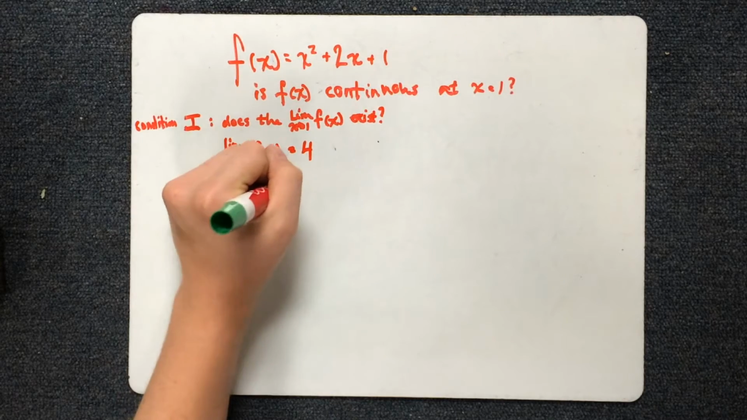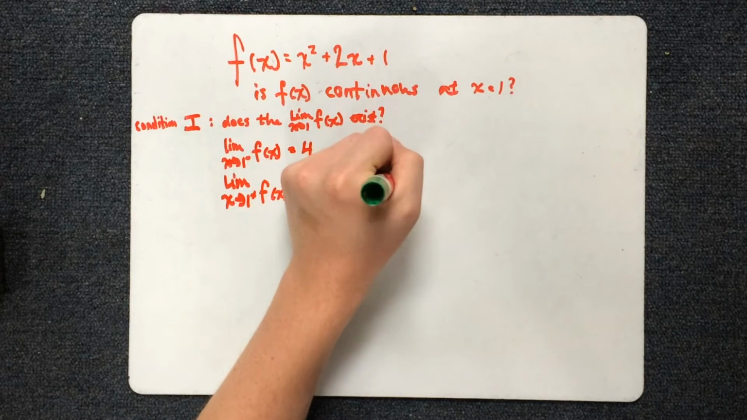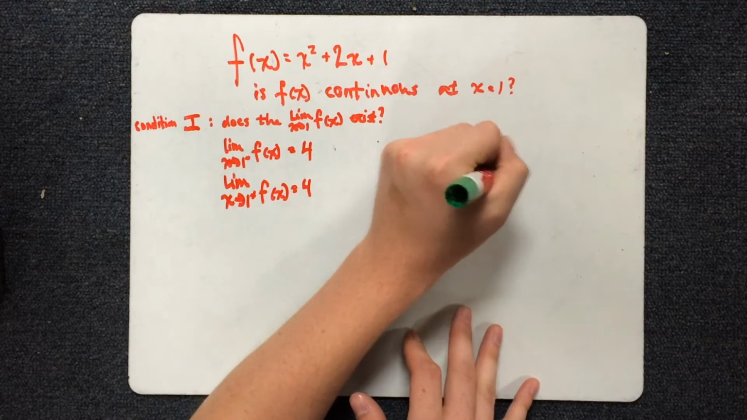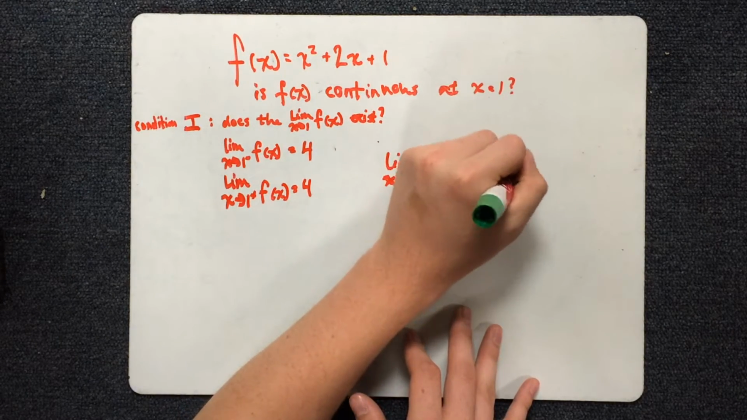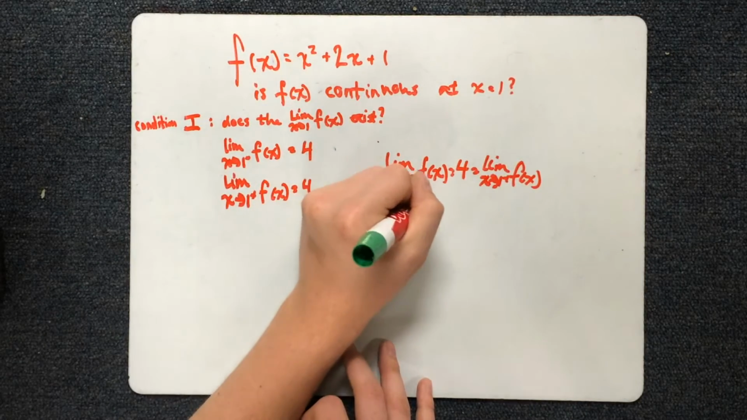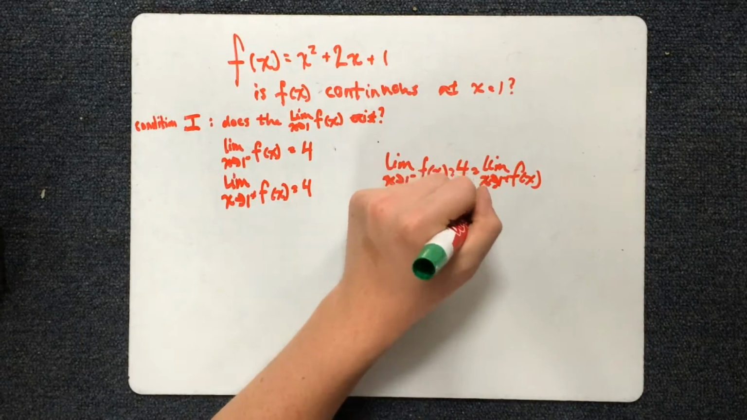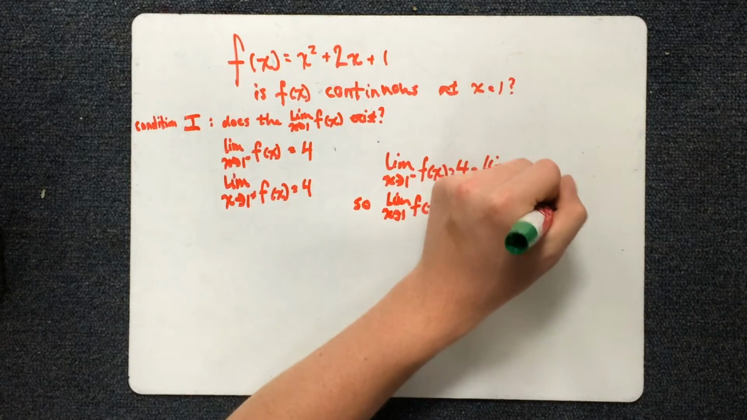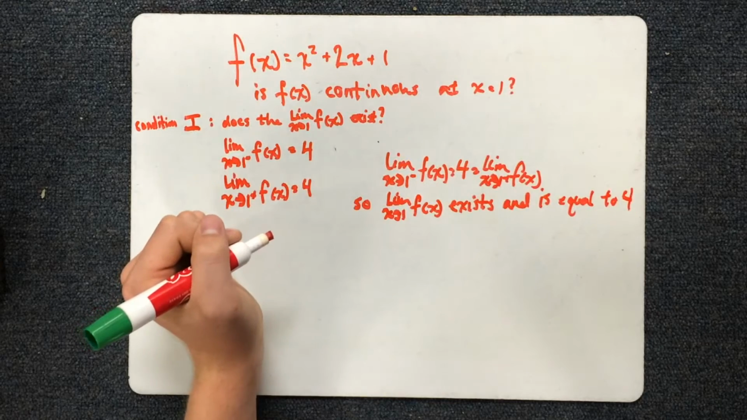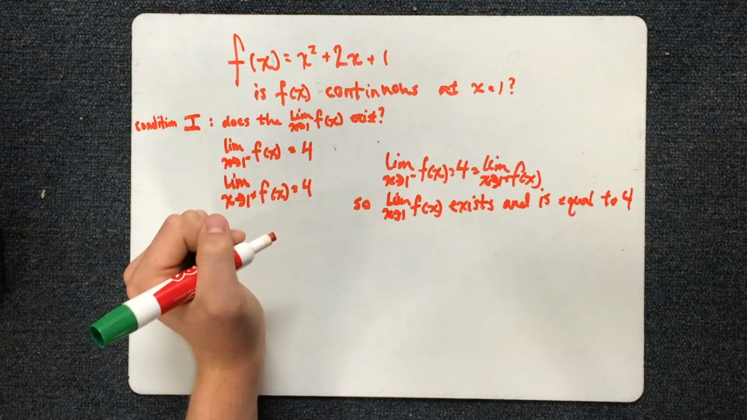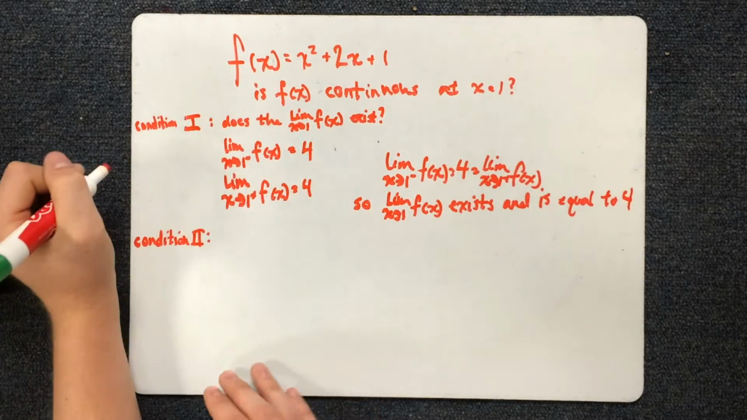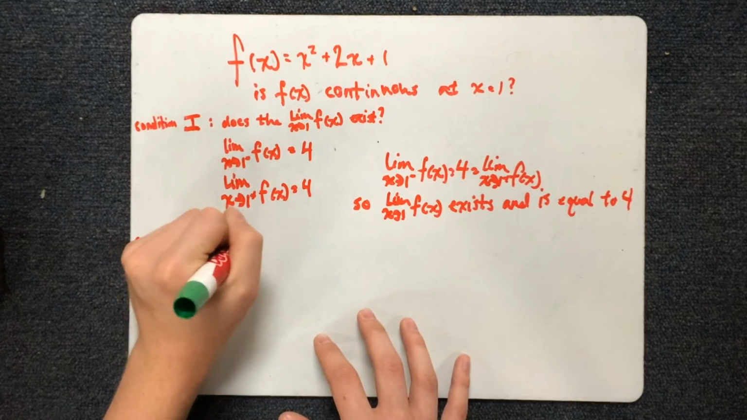The limit of f of x as x approaches 1 from the negative side is equal to the limit of x squared plus 2x plus 1 as x approaches 1 from the negative side. This equals 4. The limit of f of x as x approaches 1 from the positive side equals 4. As such, the limits from the negative side and the positive side are equal. Therefore, the limit of f of x as x approaches 1 exists.